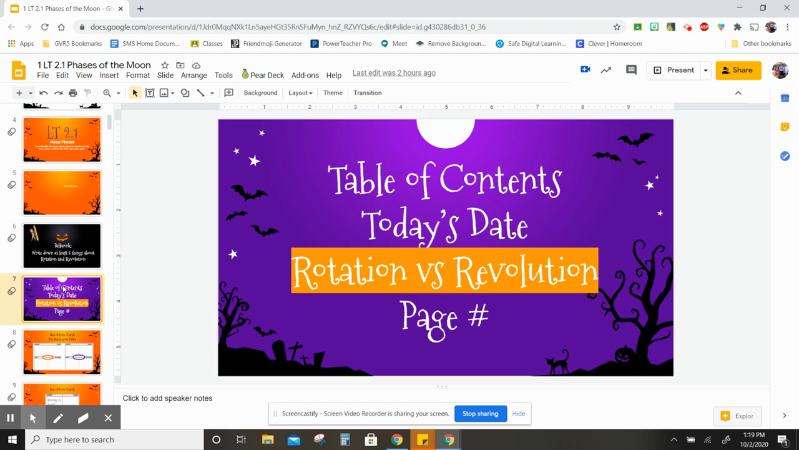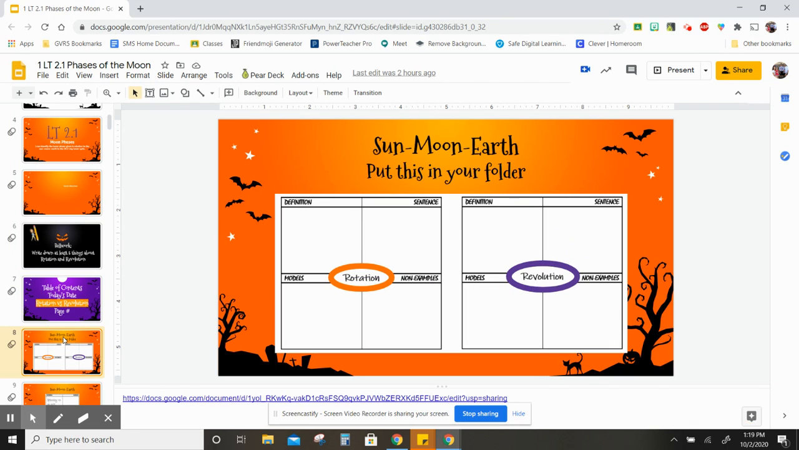Now open to your table of contents. Write down today's date. The topic or the title is rotation versus revolution, and then whatever page number you're on. And we gave you a page in class that looks like this, and it should be hole punched and already put in your folder. If it's not, put it in your folder now. I'll go back to the table of contents page so that you can write it down.